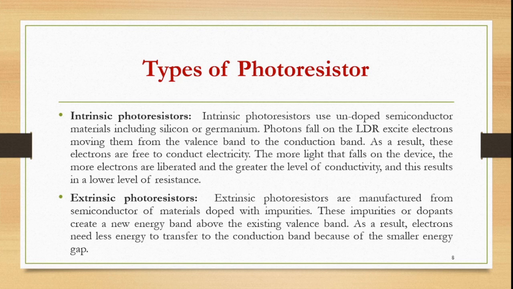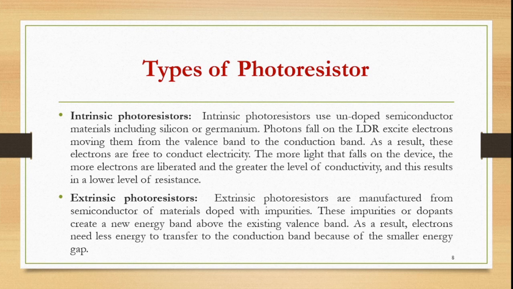When a photon falls on an intrinsic photoresistor, what will happen? This LDR will excite electrons, moving them from the valence band to the conduction band. As a result, electrons are free to conduct electricity. The more light that falls on the device, the more electrons are liberated and the greater the level of conductivity. So this results in a lower level of resistance.